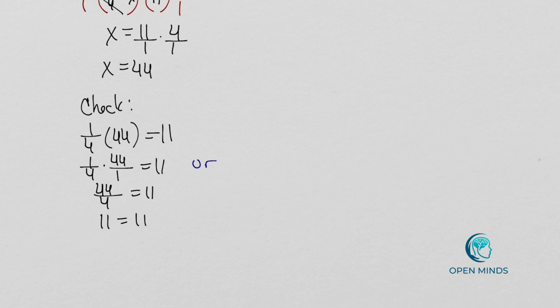Another way is, if we have this 1/4 times 44/1, I like to do the diagonal cancellation. Meaning, just to check to see, can I simplify these fractions? I know that 4 goes into 44 11 times. This is useful, especially if you have a value that's higher than 1 in your numerator or denominator. So I'll get 11 is equal to 11. That checks out, and our answer of 44 is correct.